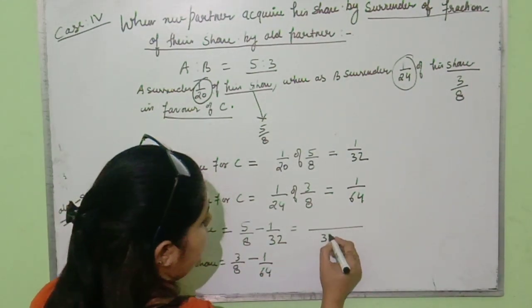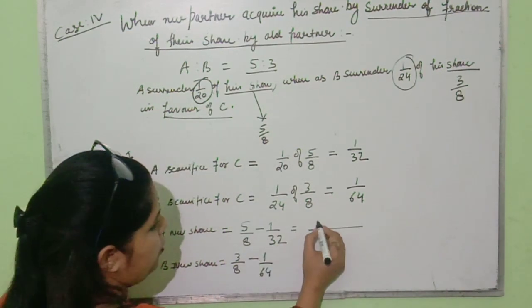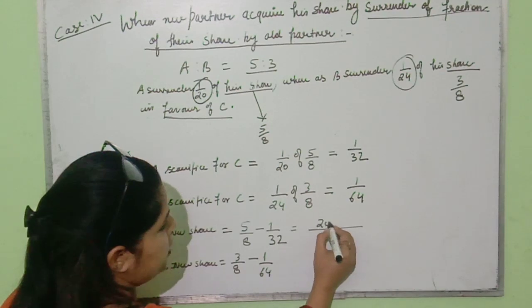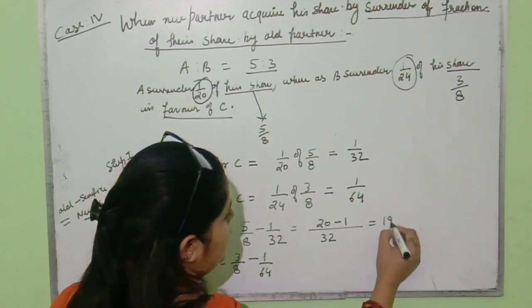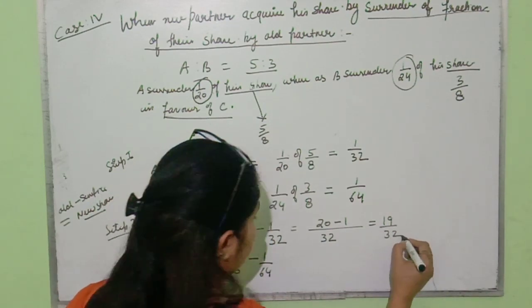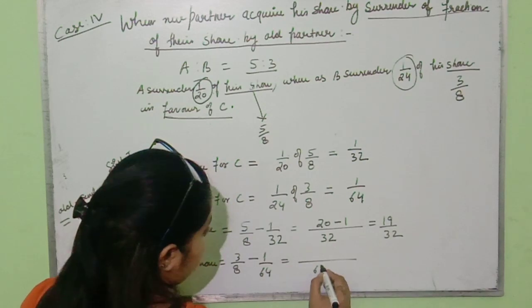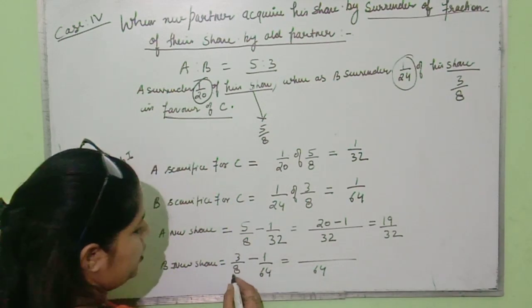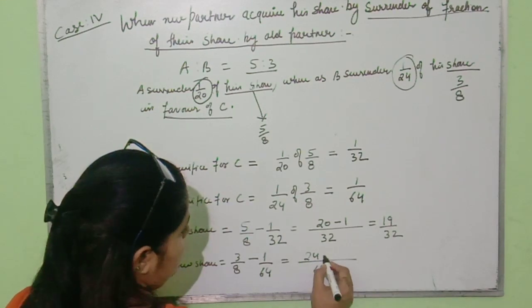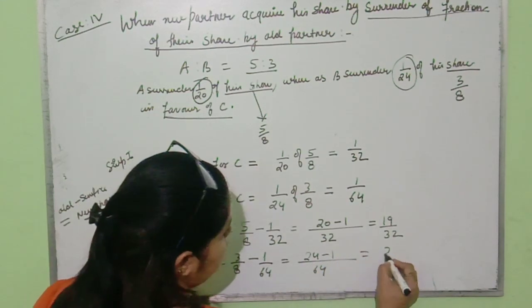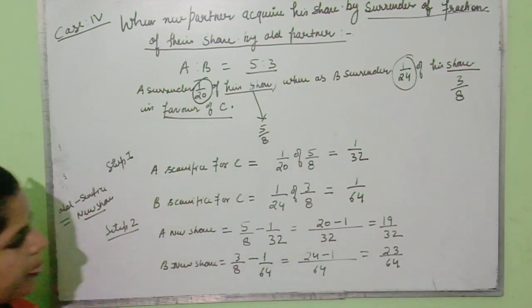32 is the LCM, so this becomes 20 minus 1, 19/32. Let us calculate this one also. The LCM is 64, so it becomes 24 minus 1, that is 23/64.